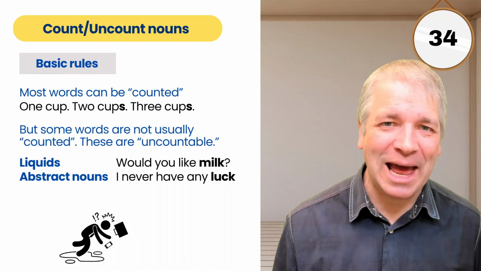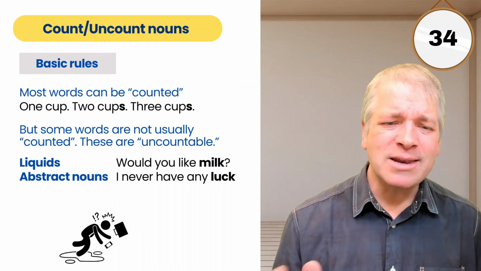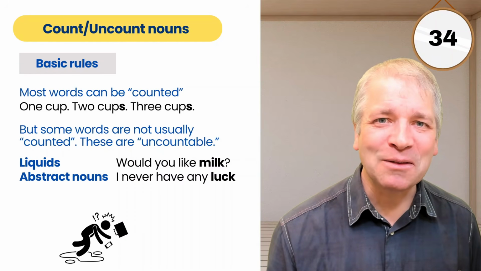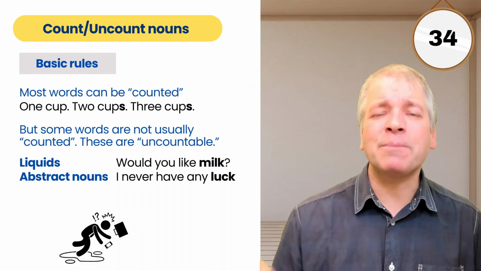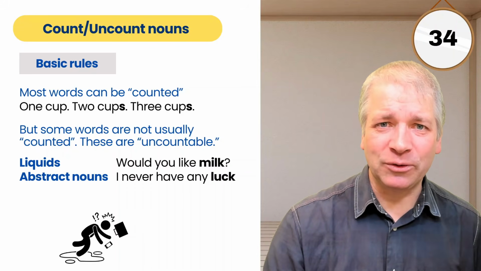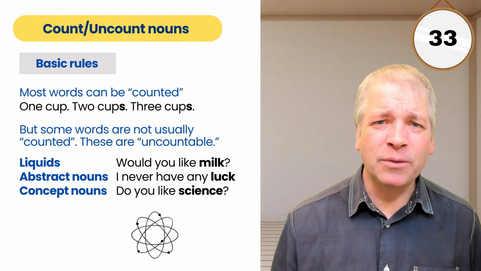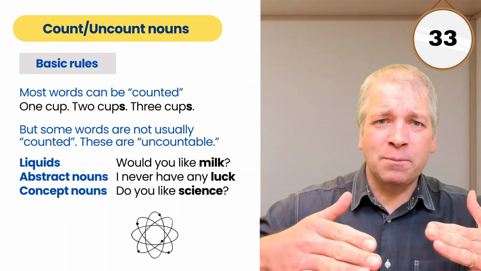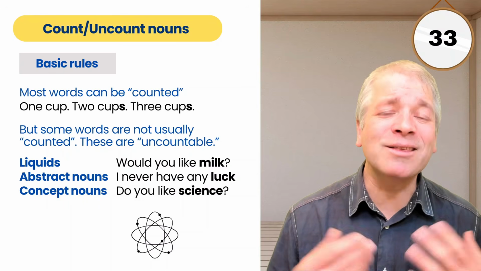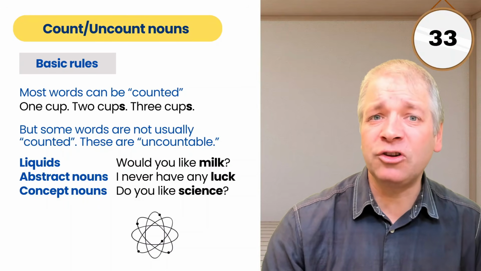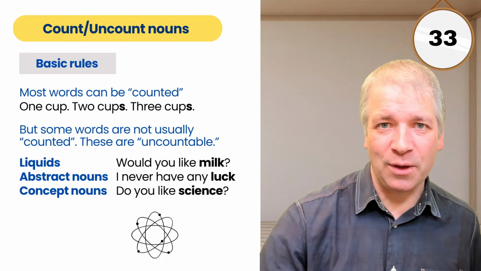Also, abstract nouns, nouns that we can't see but we can imagine. I never have any luck. Look at this poor man, things going wrong for him. Luck, we can't see it, it's abstract. It's just something that we think about. Also concept nouns. So these are like abstract nouns, but they describe something specific that's perhaps an umbrella term for more things. So do you like science? Now, it's not do you like two sciences. We just say science because we mean all of science all together.